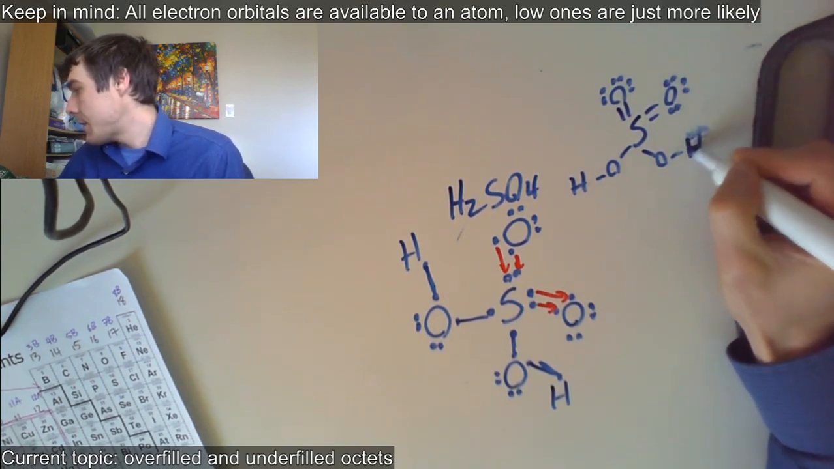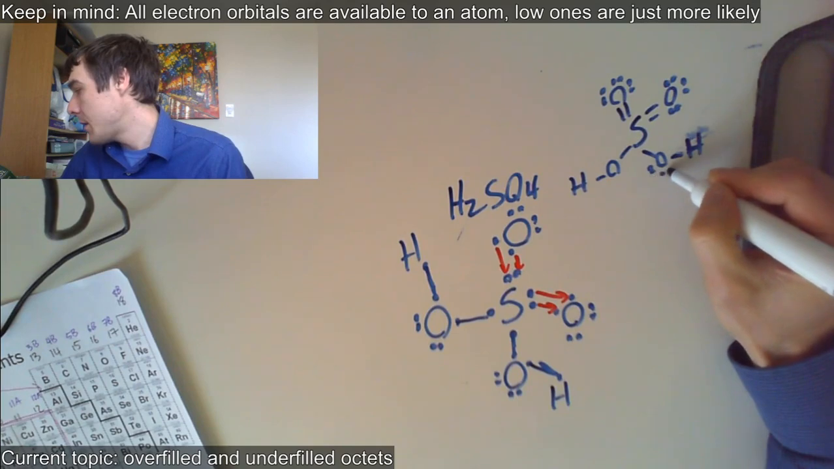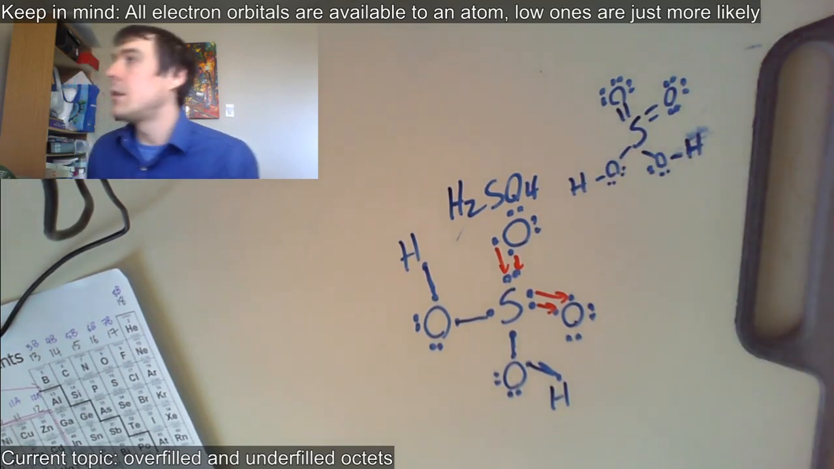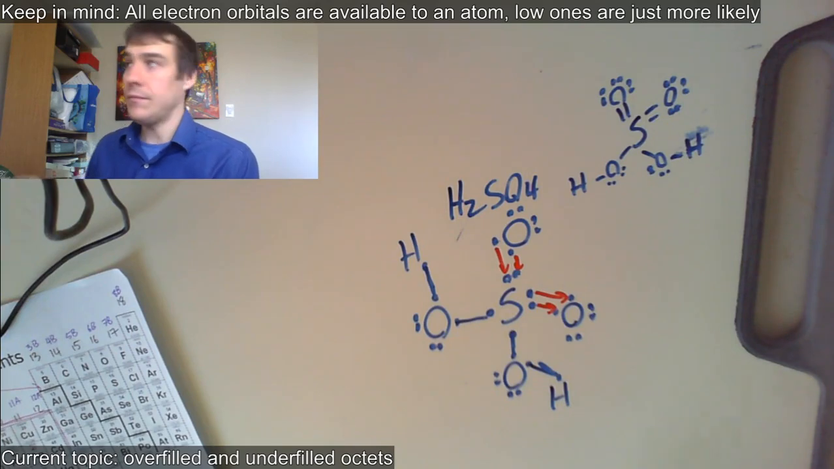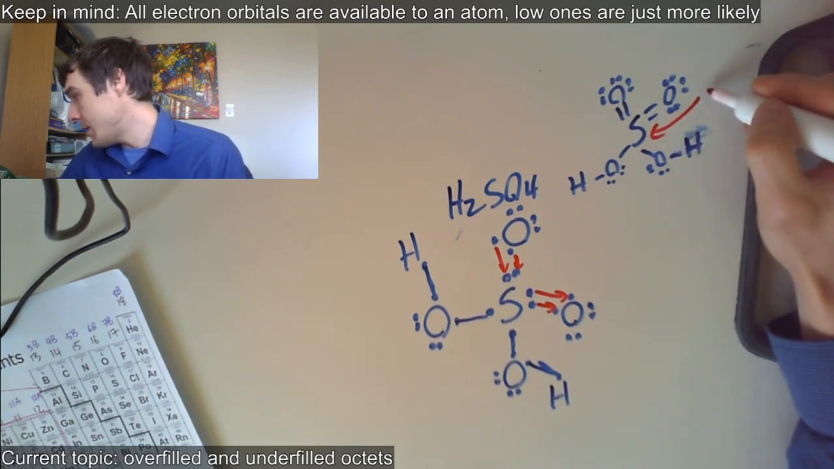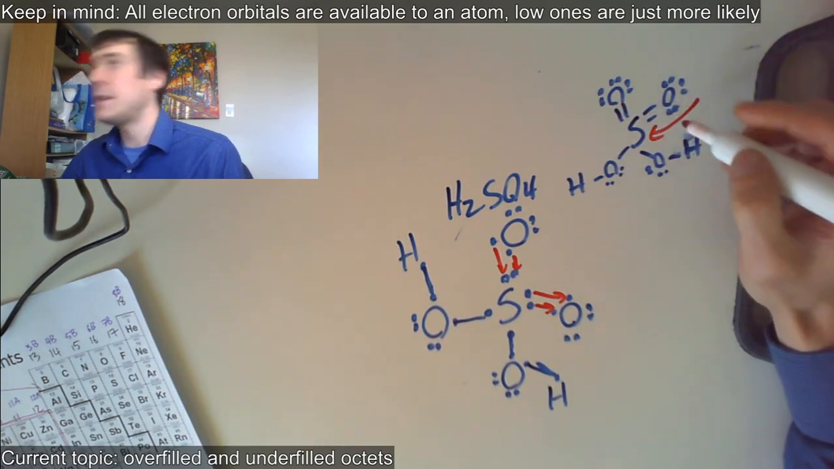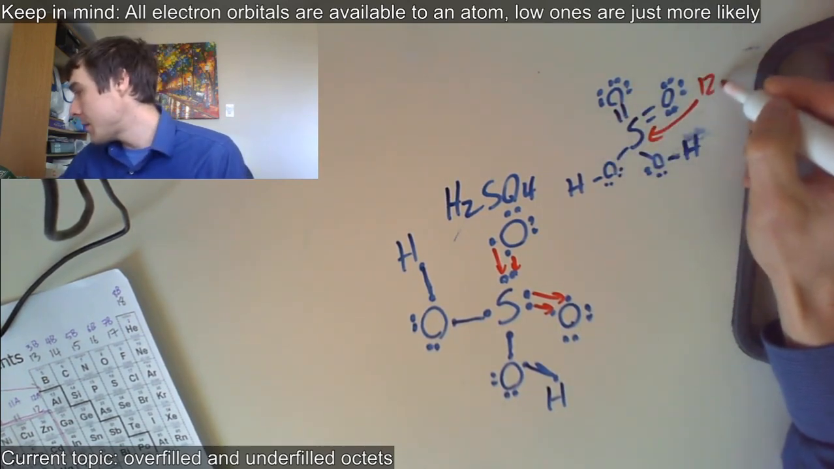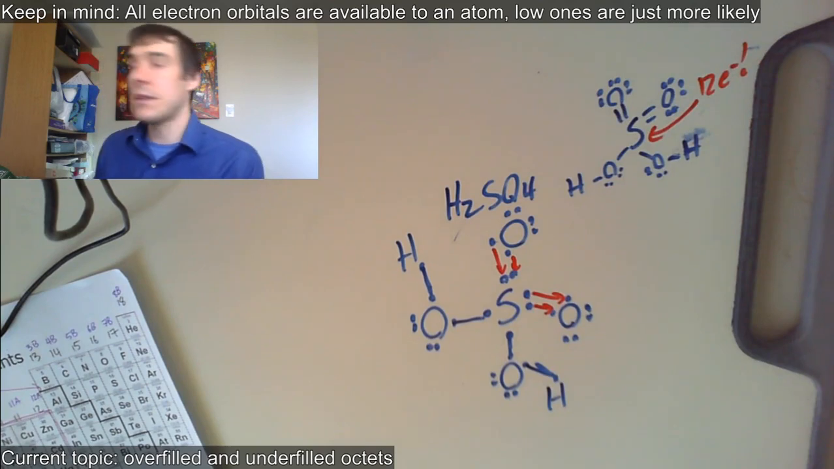So see if you can figure out why we call this an overfilled octet. Think about which of these atoms has more than 8 electrons that it's holding on to. And you'll see very quickly that it's this sulfur. It's got more than 8 electrons. So it's got 1, 2, 3, 4, 5, 6 bonds that it's seeing. That means that there's 12 electrons. Right? 12 electrons on that sulfur.